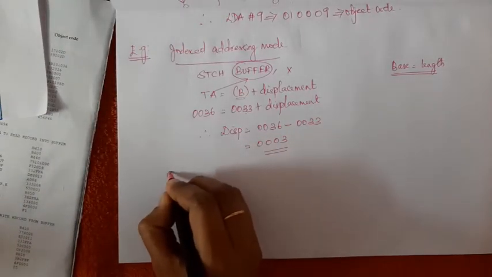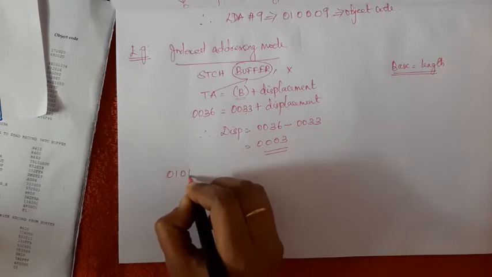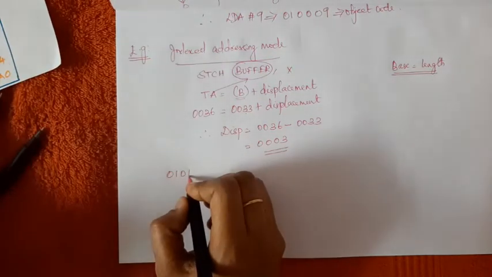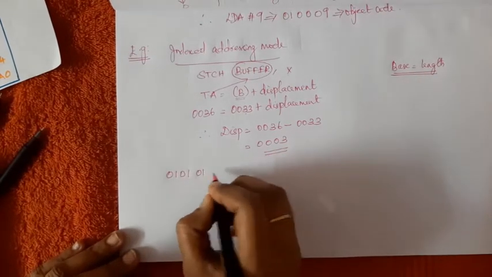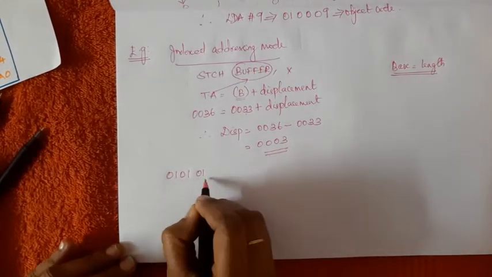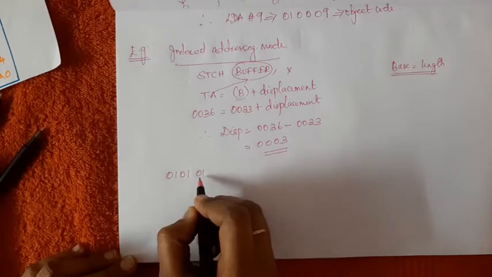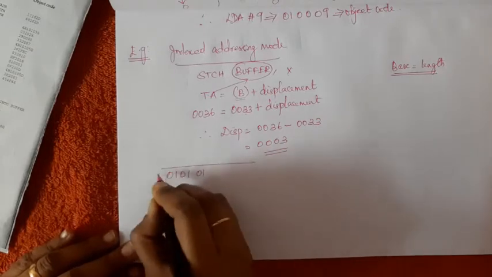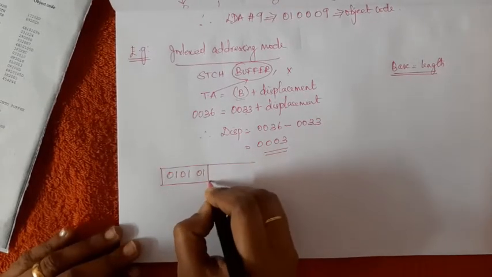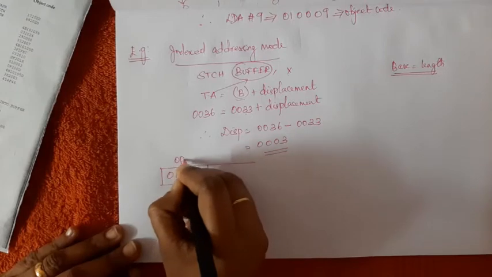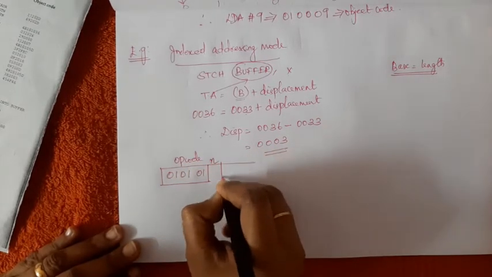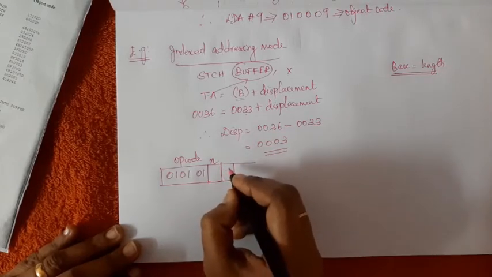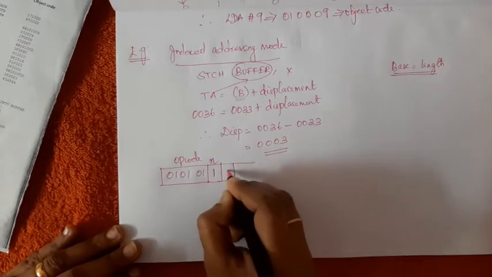5 will be written as 0101, and 4 would be written as 0100. The last two bits will not be taken, as the opcode holds only 6 bits. So we have 5 and 4 written. That is the opcode. The next ones are N and I. This is neither indirect nor immediate, so we can say it is neither indirect nor immediate.